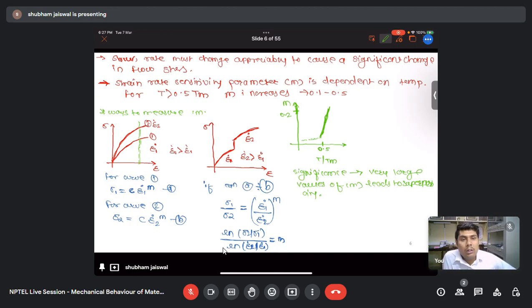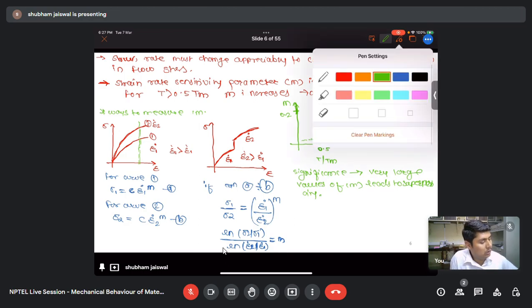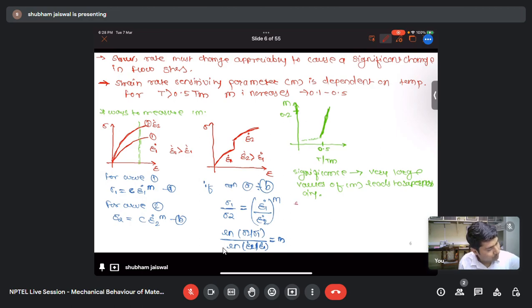So what is superplasticity? It is a deformation that results in very large elongation at very low flow stresses without the failure of material. So that results in very large elongations at low stresses and without the failure of material.